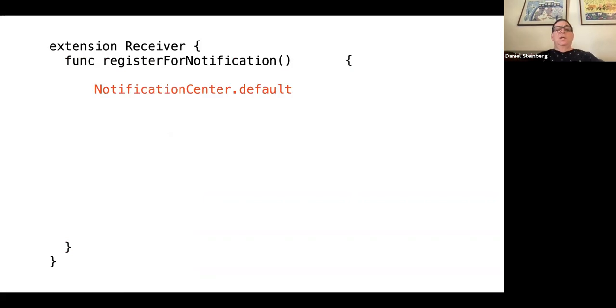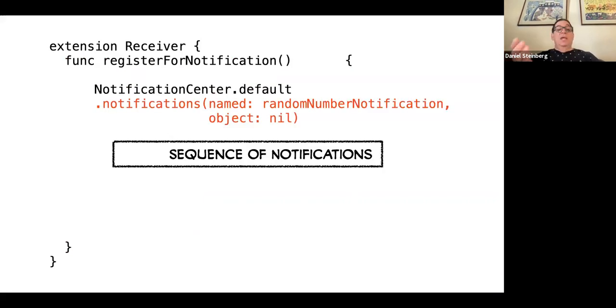Register for notification is going to start with the notification center. And here is notifications named object. This is the new API that Apple added. And what this returns is a sequence of notifications. So it's not a callback. This is a sequence of notifications. In fact, it's an asynchronous sequence of notifications because I'm going to get a notification whenever one is posted. I'm not going to get my whole sequence of values all at once. I have to wait until they send me them. So I have my asynchronous sequence of notifications.